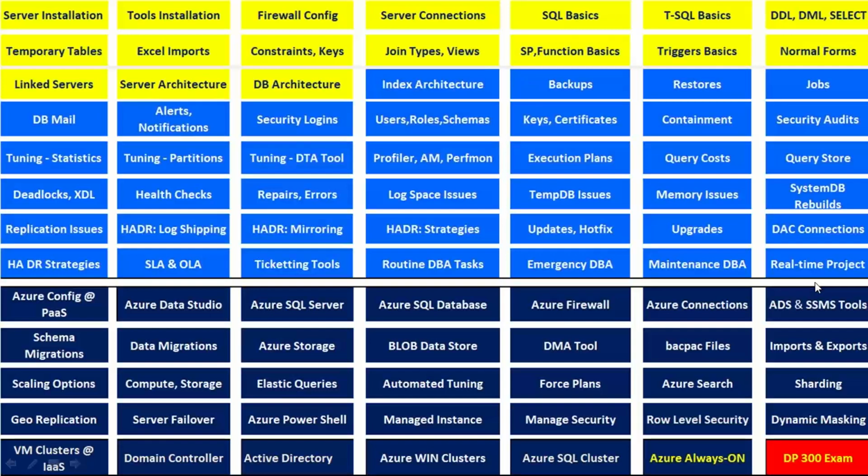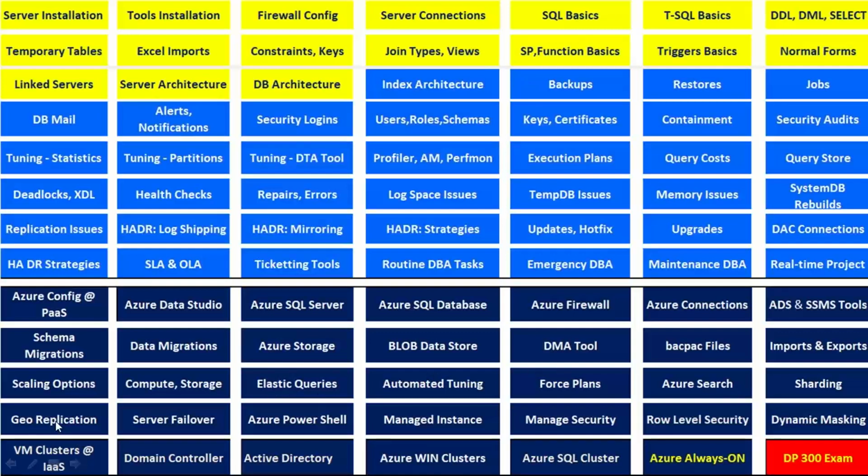After the core DBA concepts, experienced profiles will surely go for Azure, Microsoft Cloud. We have Azure SQL database concepts from scratch. Azure SQL Server, databases, firewall, connections. Very, very important migrations, storage, backpack files. We have something called scaling options, capacity planning, automated tuning.